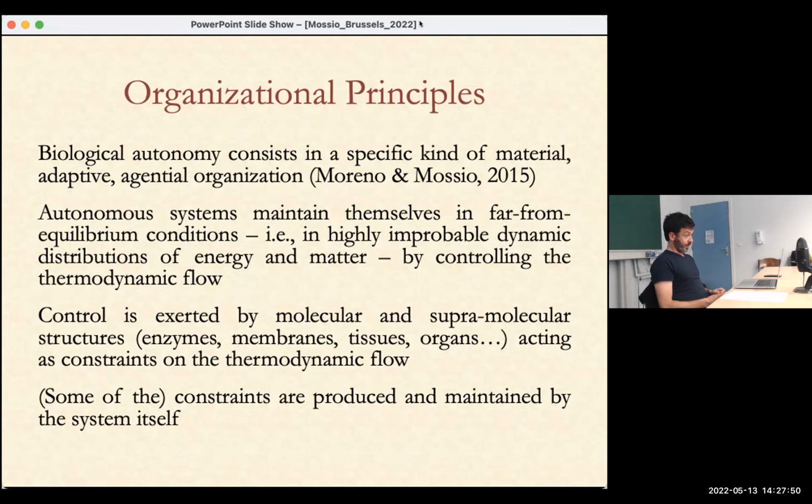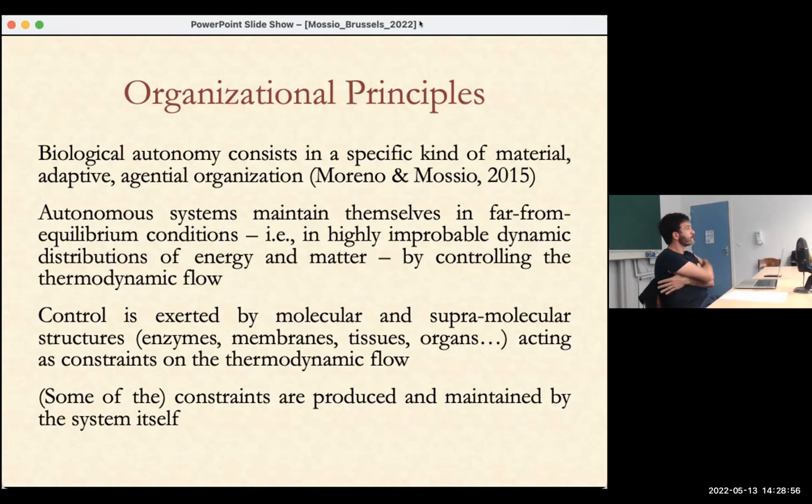And autonomous systems maintain themselves, of course, in far from equilibrium conditions, which means that they sustain a highly improbable dynamic distribution of energy and matter by controlling the thermodynamic flow. So there is a huge deal about control when dealing with autonomy. Control is exerted in this theory, at least the way I interpret this theory, by molecular and supramolecular structures, going from enzymes to membranes, tissues, organs, actually anything to which a function can be ascribed, that act as constraints on the thermodynamic flow. And the crucial idea here is not only that we have these constraints, but that at least some of the constraints are produced and maintained by the system. That is the crucial Kantian move of the theory of autonomy.